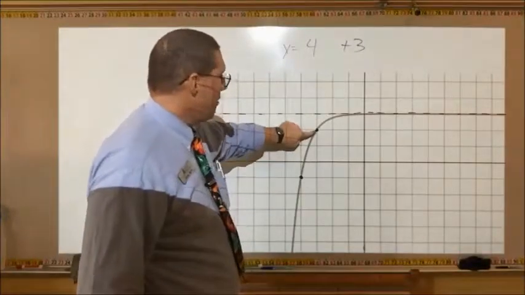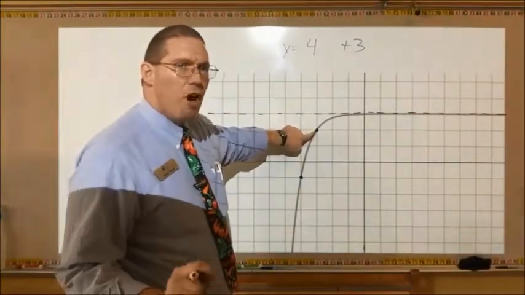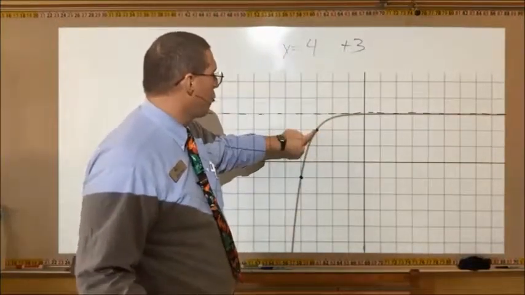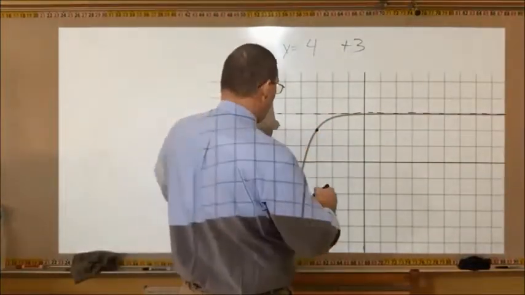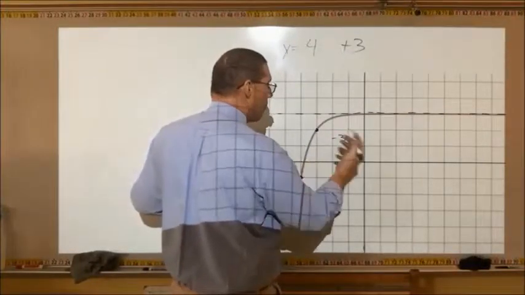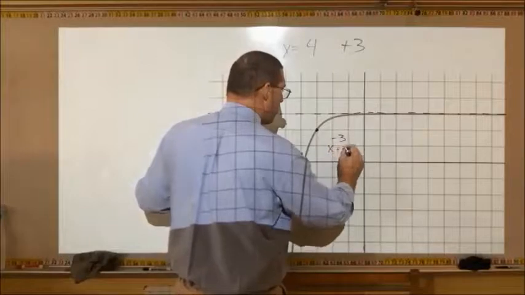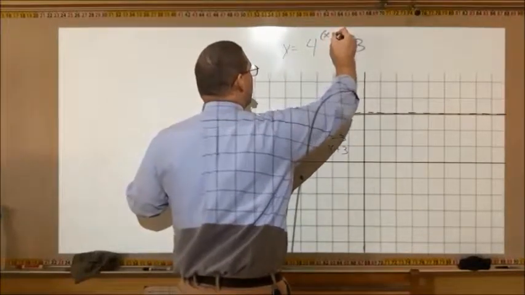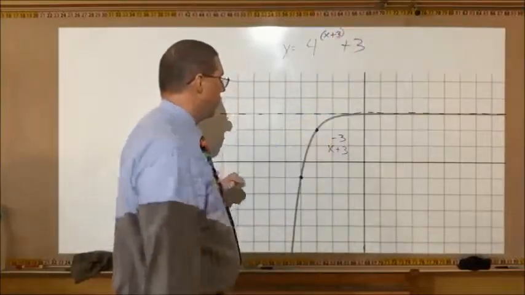And this dot, that very first dot that we plot, how far is that from the y-axis? It's 1, 2, 3 units over. Okay? So that is a minus 3 shift. But remember, we flipped the sign, so it's x plus 3. So in the exponent, we're going to put x plus 3.